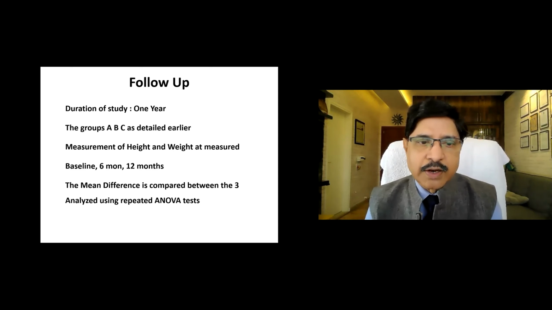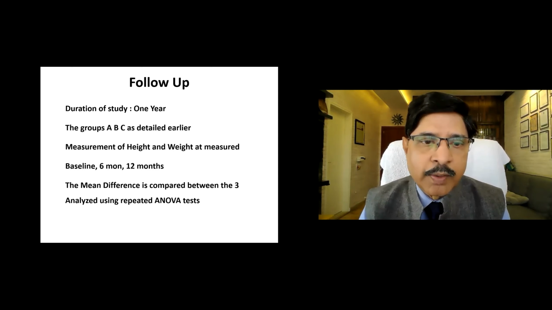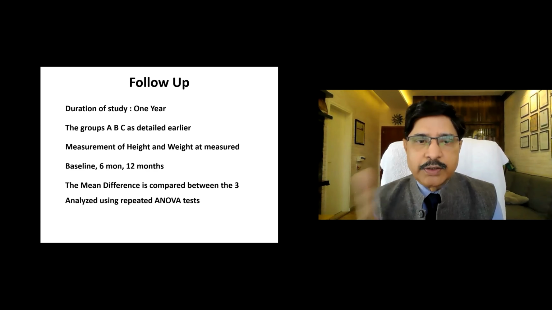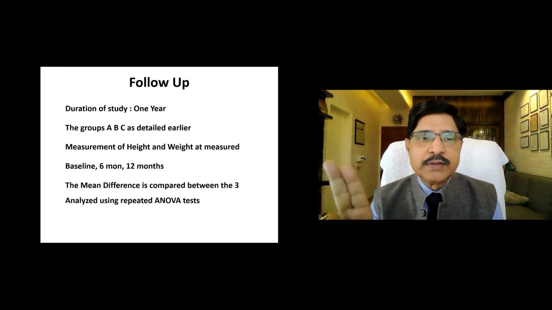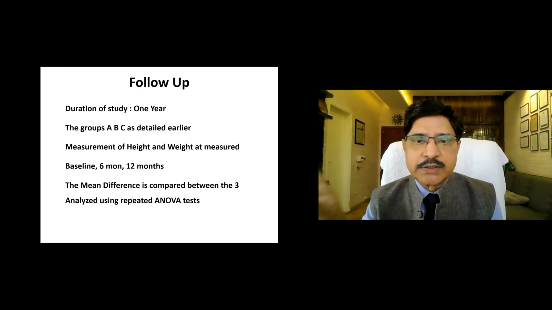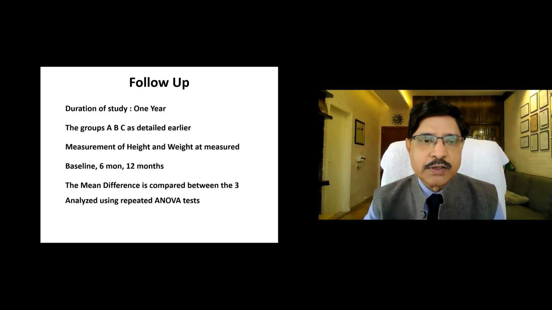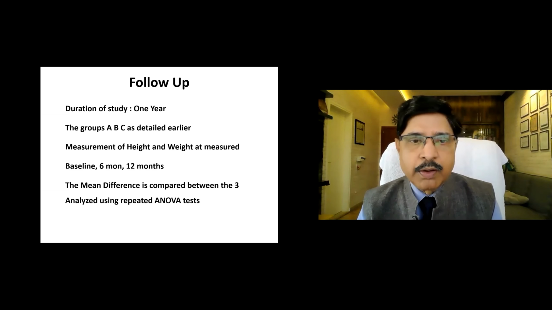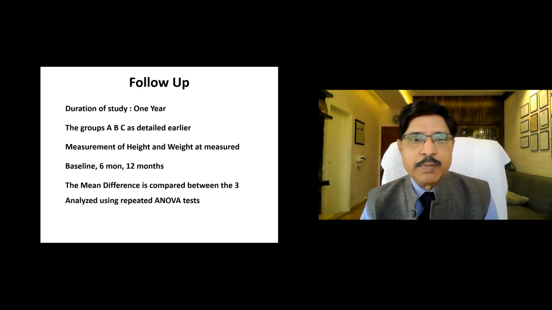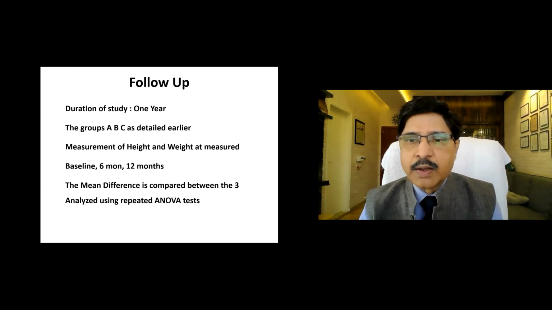So the analysis is done by test, using repeated ANOVA. Why repeated ANOVA? 1, the variable is quantitative. 2, there are 3 groups. And 3, there is a paired measurement, or the same individual is measured 3 times. And 4, of course, it is parametrically distributed or normally distributed, which we will demonstrate with the data in hand, demonstrate that the standard deviation is less than 50% of the mean.